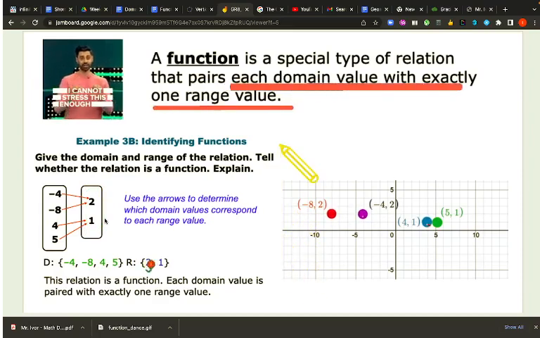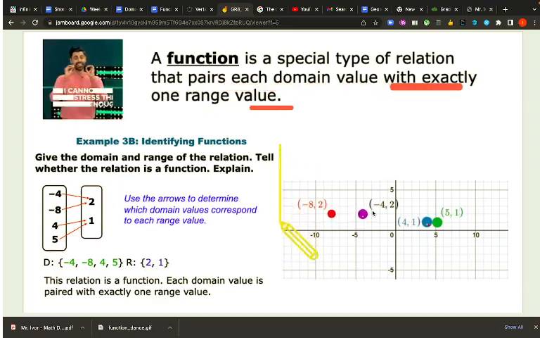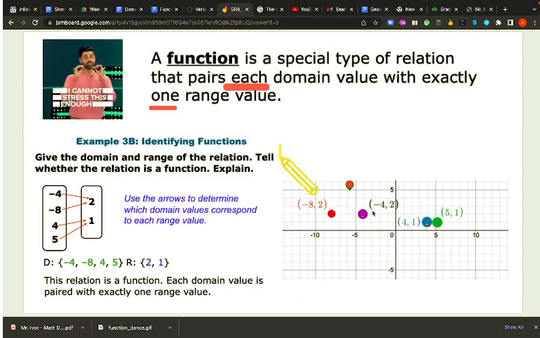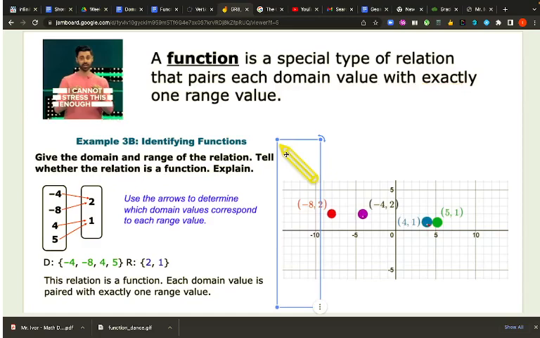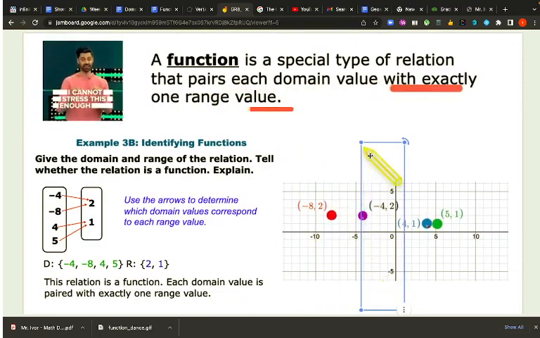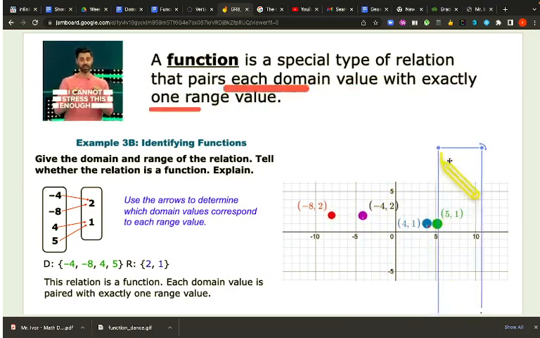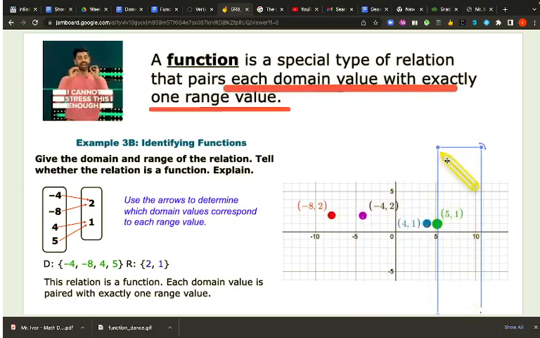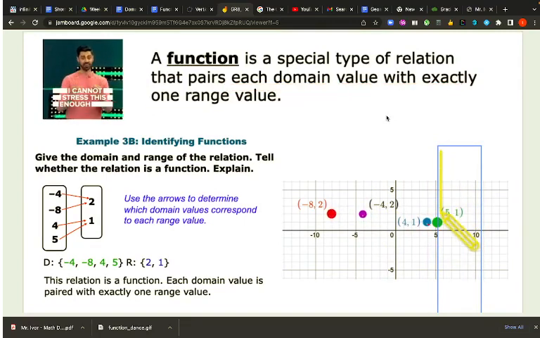And if we plot it in the Cartesian plane, you can see (4, 2)... (-4, 2) is right there, (-8, 2) is right there, and (4, 1) is right there, and (5, 1) is right there. If we use a little vertical line test, we can see that the line only goes through that point (-8, 2). The line only goes through that point (-4, 2). The line only goes through that point (4, 1), and the line only goes through that point (5, 1). So it basically passes the vertical line test, hence why this will obviously be a function.